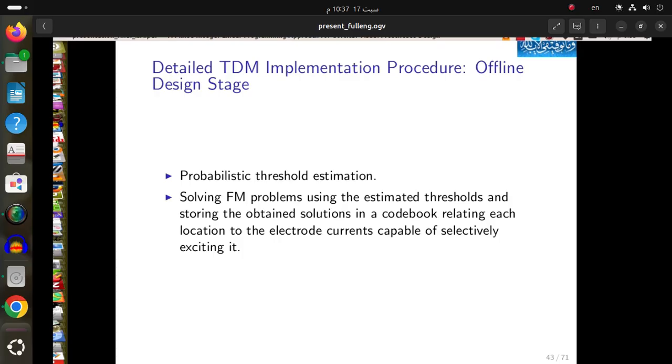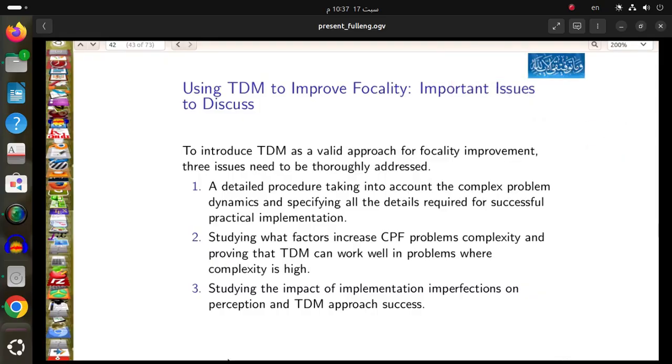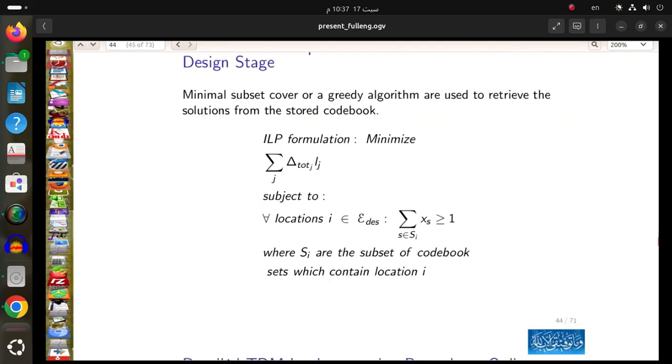Now, as we discussed in the previous slide, the offline stage of time division multiplexing involves determining a suitable probabilistic threshold, and then solving the focality maximization problem using this threshold and storing the results. What about the online stage?